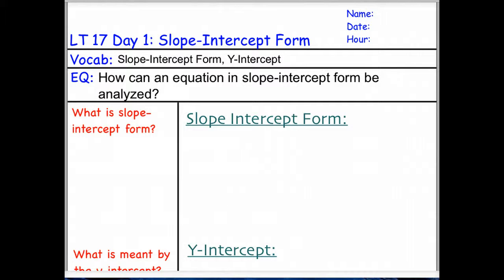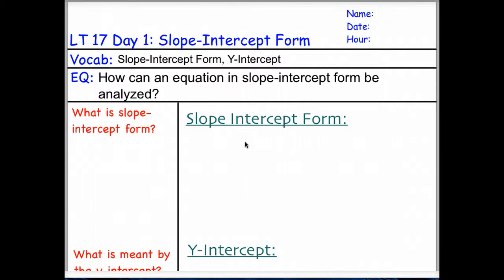So today we are going to look at Learning Target 17, Day 1, which is Slope-Intercept Form. So how can an equation in Slope-Intercept Form be analyzed? First we need to figure out what is Slope-Intercept Form.